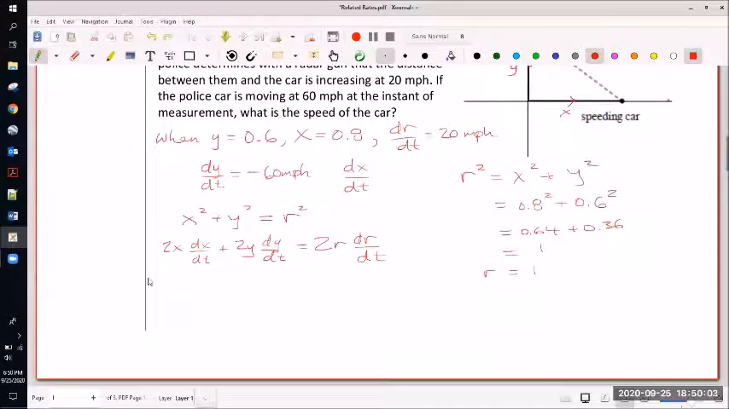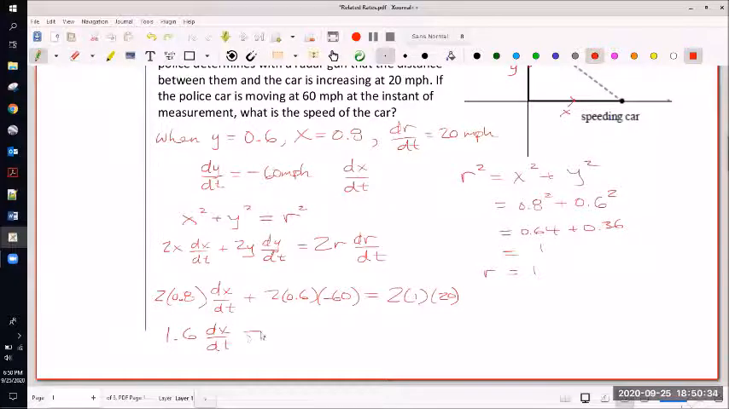Okay, we can now substitute in the known quantities. X is 0.8. We want to find dx/dt. Y is 0.6. dy/dt is negative 60. R is equal to 1. And dr/dt is 20. Okay, so we just need to solve for the dx/dt.